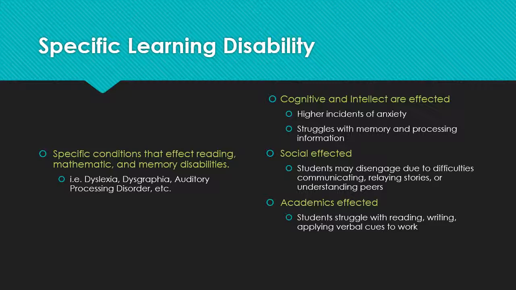Also academically, when you're struggling to read and write, it makes it hard to achieve things that you may otherwise be capable of. Socially, your peers may not be able to engage with you in the same way because of problems communicating through speech or just relaying a story.